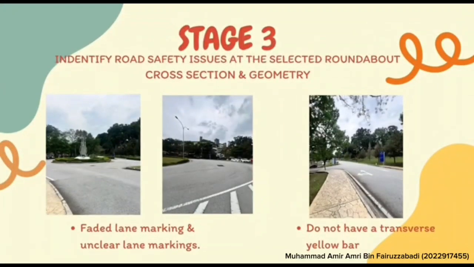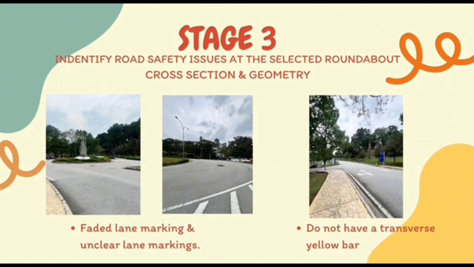In stage 3 of the road safety audit, we thoroughly analyze the roundabout near College Saroja to identify the key safety challenges affecting drivers and other road users. First, we observed that the roundabout does not have driver's yellow bars, which are critical for warning drivers to slow down as they approach. This absence increases the likelihood of speeding and accidents.